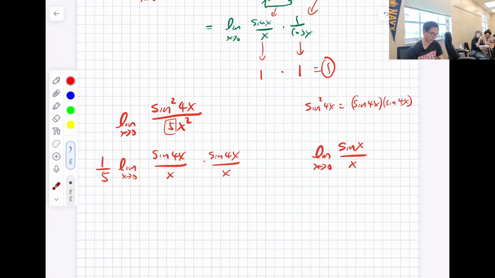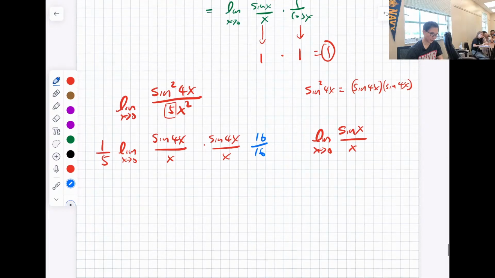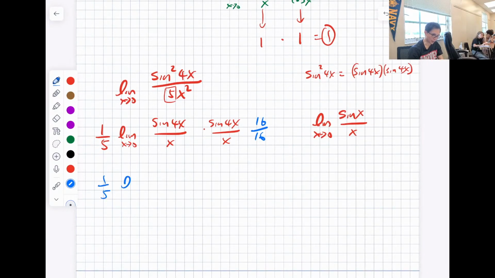So how do I do that? I can multiply by something called a 1. So 16 over 16. Why do I multiply 16 over 16? Because 16 over 16 is equal to 1. But also 16 can break down to 4 times 4, right? So can I rewrite that as 1 over 5 limit as x approaches 0 of sine of 4x over 4x times sine of 4x over 4x? Because I pretty much just take this and put it inside where it belongs, and this times 16.